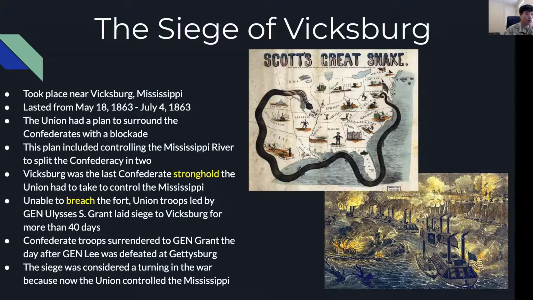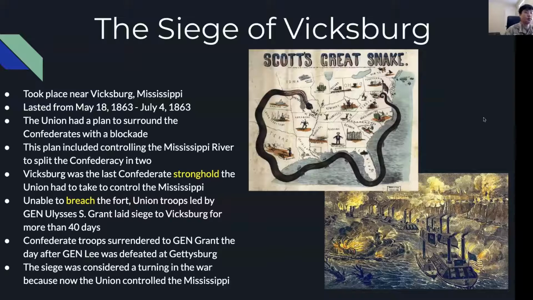After more than 40 days, these troops did surrender to General Grant, and they surrendered the day after General Lee was defeated at the Battle of Gettysburg up in Pennsylvania. The siege of Vicksburg was considered a turning point in the war, and it was significant because now the Union had control of the Mississippi River all the way from the north to the south in New Orleans.